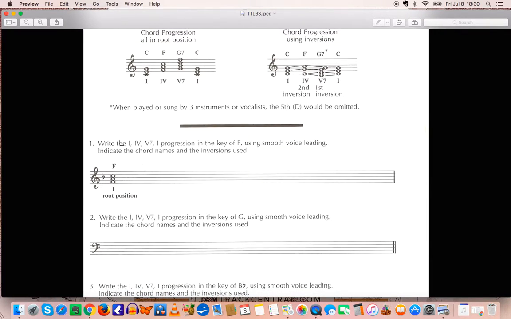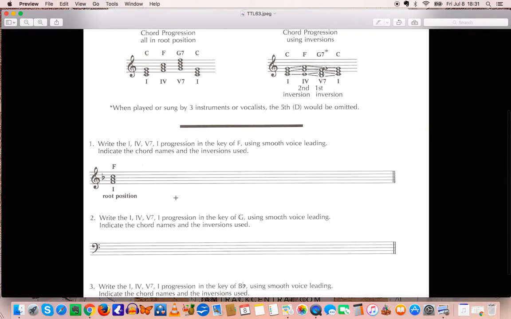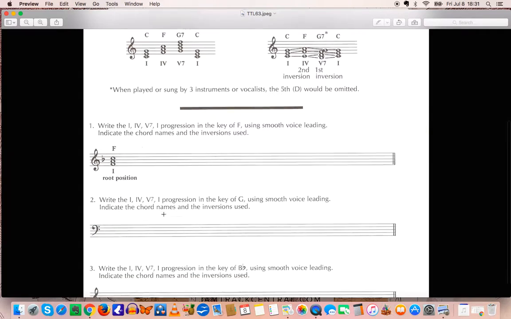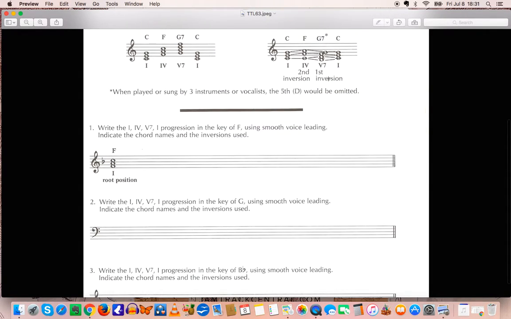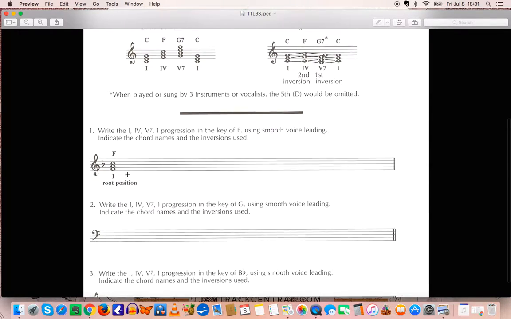Anyways, moving on. Write the 1, 4, 5, 7, and 1 progression in the key of F using smooth voice leading. Indicate the chord names and the inversions used, okay? Obviously you can use the same inversions as in this example, but I really think you should play around with other inversions, okay? The only rhyme or reason is you just want each voice moving minimally from one chord to the next, however much it needs to move in order to get the right notes for the chord, okay?